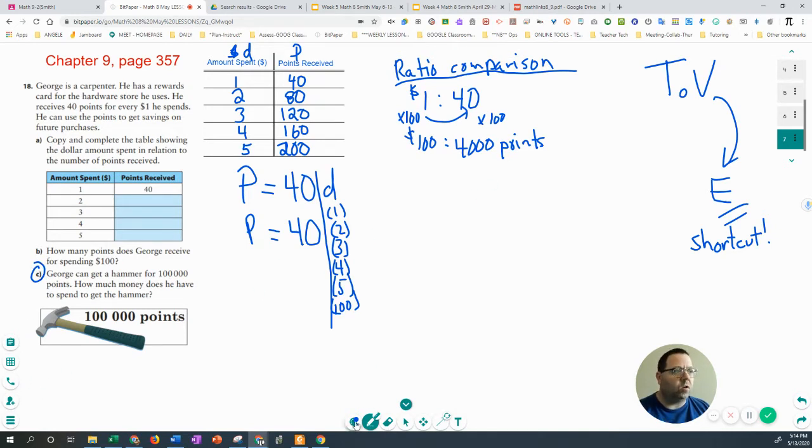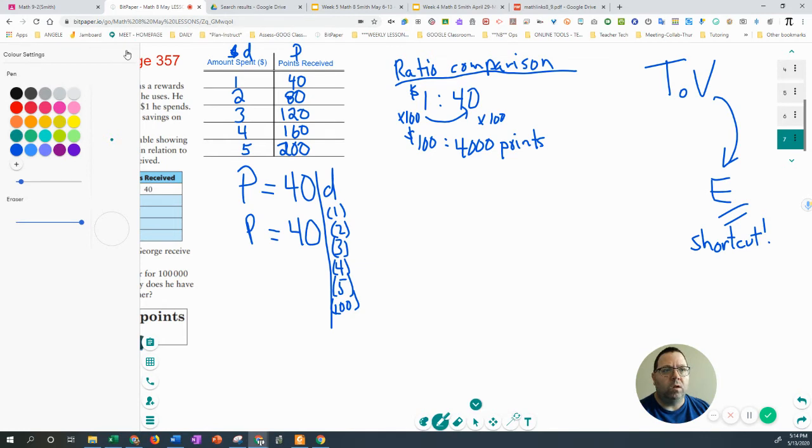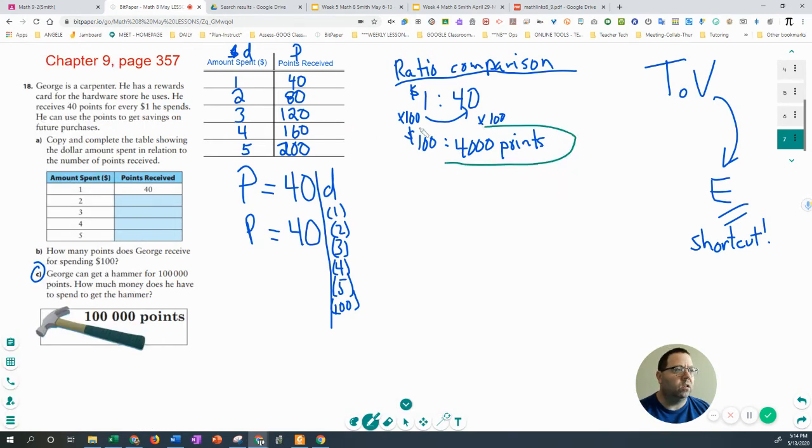So the answer for question B, though, let me just circle this in green. Okay, question B, all right, I did it up here, is 4,000 points, okay? 4,000 points.